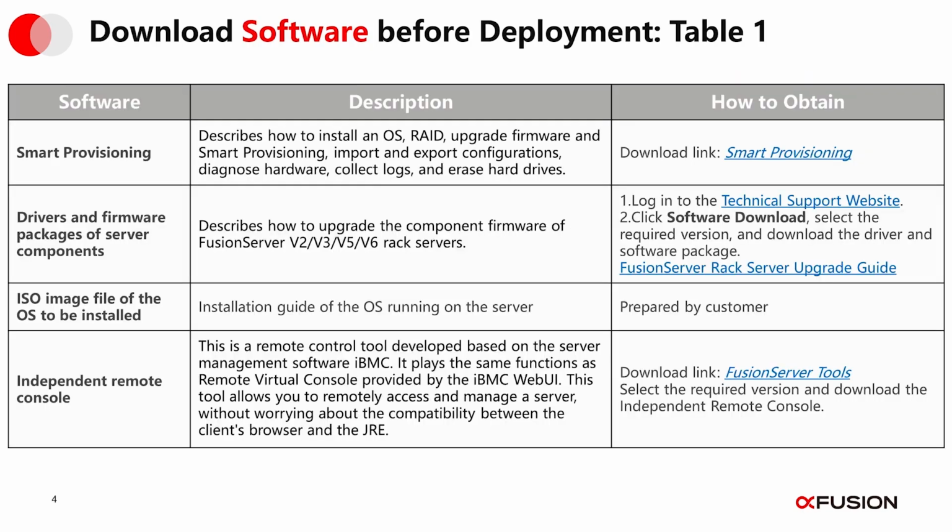So after checking the compatibility, we need to download a few documents and software before deployment. This page shows you the software we need to download from the xFusion support website before deployment. The first software is Smart Provisioning. Basically, you can use Smart Provisioning to install an operating system, configure RAID, and upgrade firmware. Also, you can import and export configurations, and diagnose and collect logs when there is a fault. Also, erase hard drives as needed.